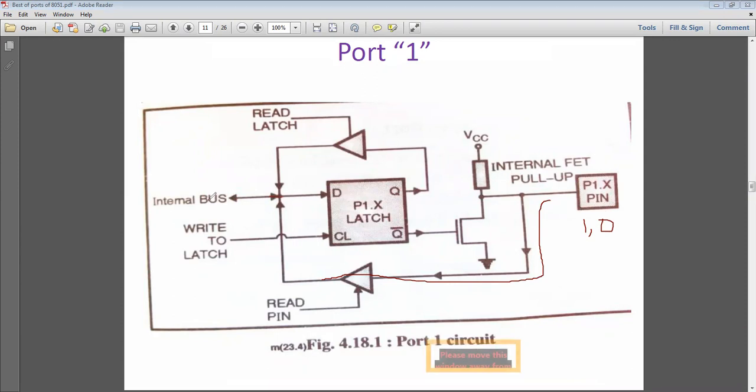So whenever the microcontroller wants to read, it will basically make this D equal to 1, so that at the occurrence of the clock pulse, the Q output will be equal to 1 and this Q bar output will be equal to 0. Once this Q bar is 0, the FET which is connected over here as a switch will be turned off because we are getting a 0 at the gate input of the FET.